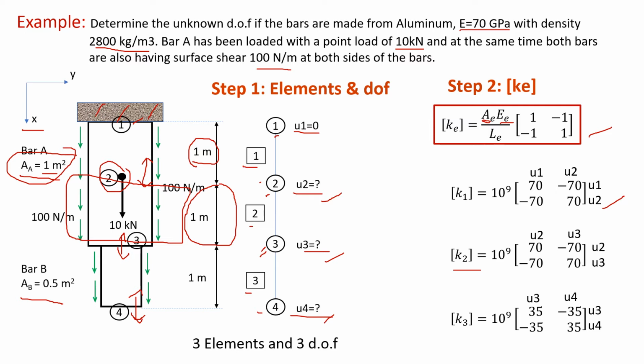And the last one, element 3. Element 3 is about the second bar, bar B. In this bar, the area is 0.5. So for element 3, A is 0.5, E is still the same, 70 gigapascal, and L is still 1 meter. So we obtain this K matrix for element 3. So K1, K2, K3 have been solved.